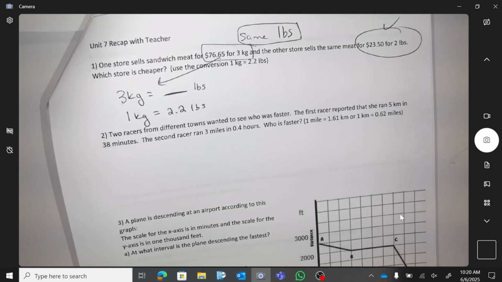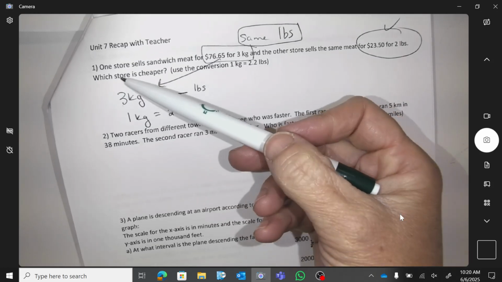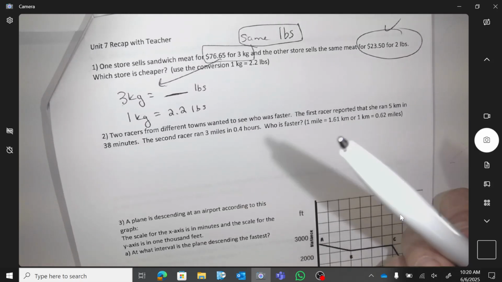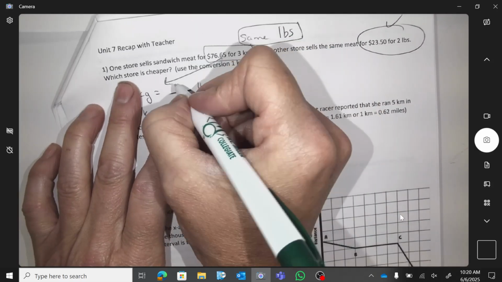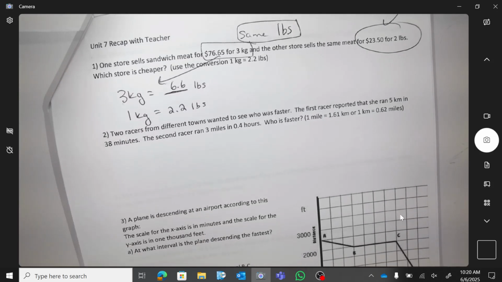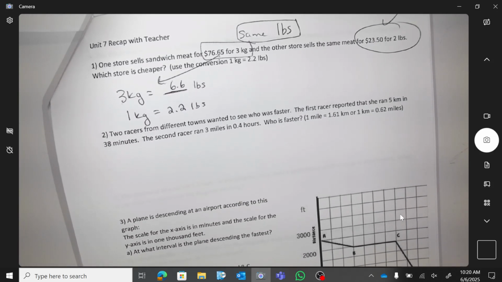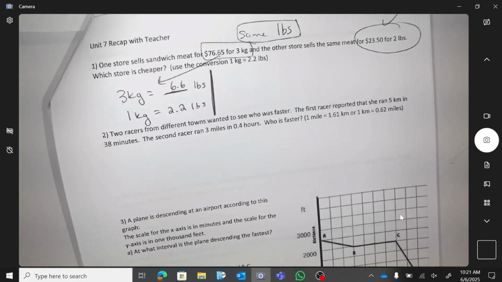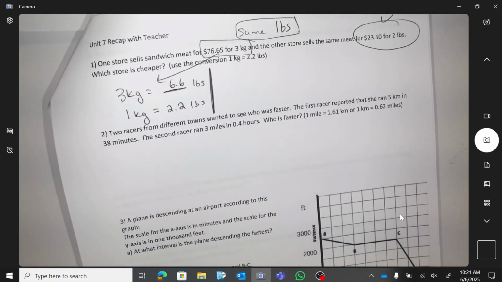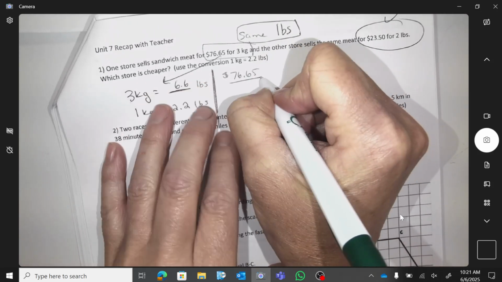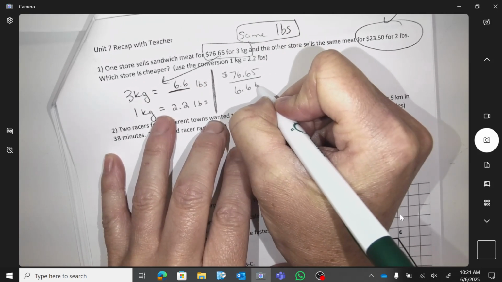Everything in this unit can really be set up with multiply, divide, like cross multiplies, right? Multiply, divide by 1 makes 6.6 pounds. So that was step 1. You had to get one of them changed over. Okay, so here I go. 76.65 for 6.6 pounds.